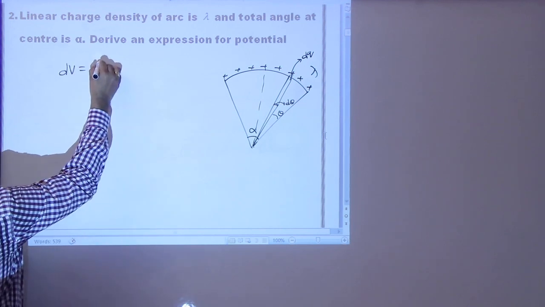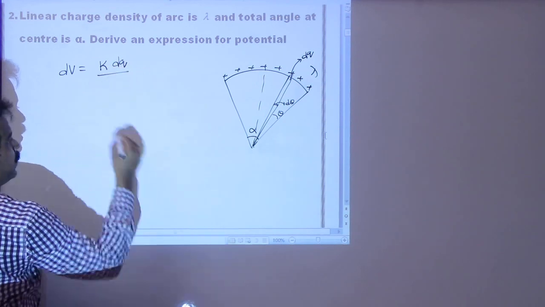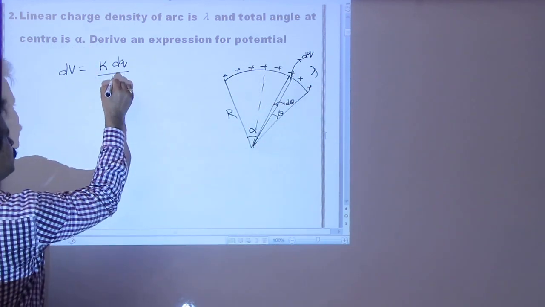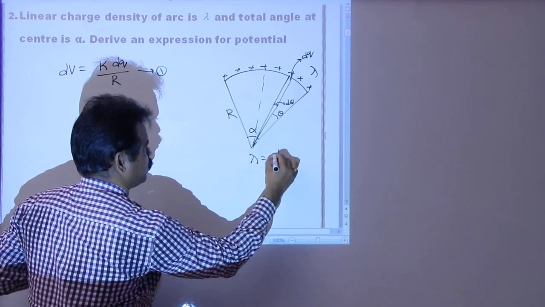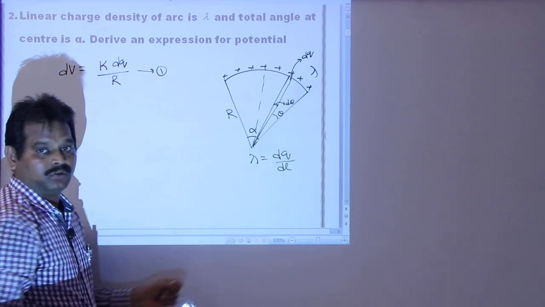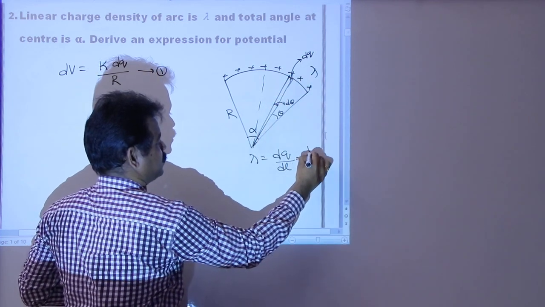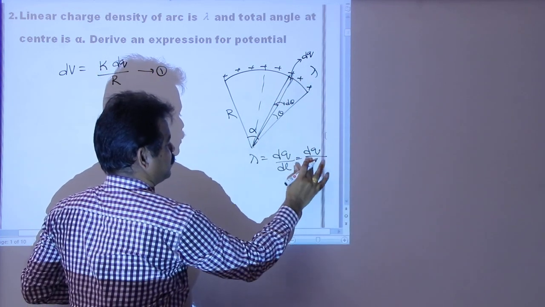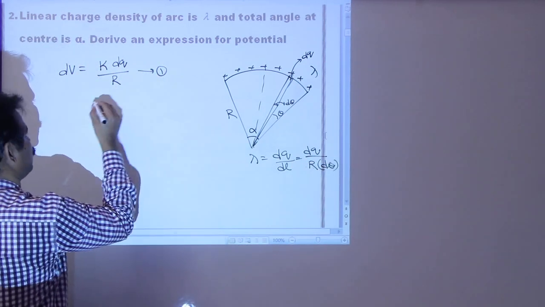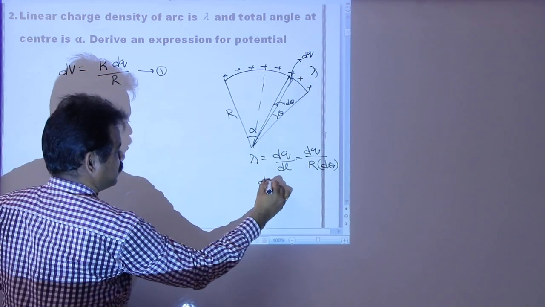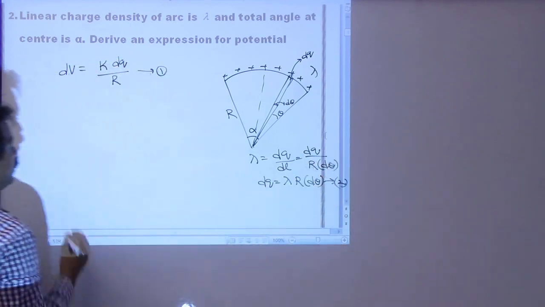Now the potential due to the small element is given by k, where k is 1 by 4 pi epsilon naught, dq by r, where the radius of this one is r. So equation 1. But here how can you write this? Lambda is equal to dq by dl. So what is this dl? dl is radius into angle, that is r d theta. So dq is lambda times dl, so in place of dq you can write lambda r d theta. Let me take this as equation 2.